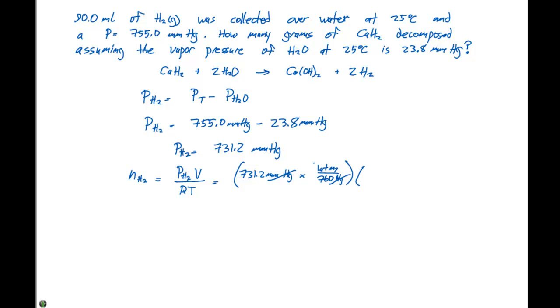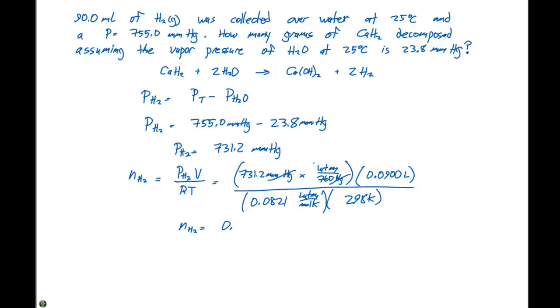Then we look at the volume, which is 90.0 milliliters, which will be 0.900 liters, divided by our ideal gas constant, which is 0.0821 liter atmospheres per mole Kelvin, times 298 K, which is the temperature that we're at here. If we go through and calculate, this gives us the number of moles of H2, which will equal 0.003541 moles. So this is the number of moles of the hydrogen that were produced.